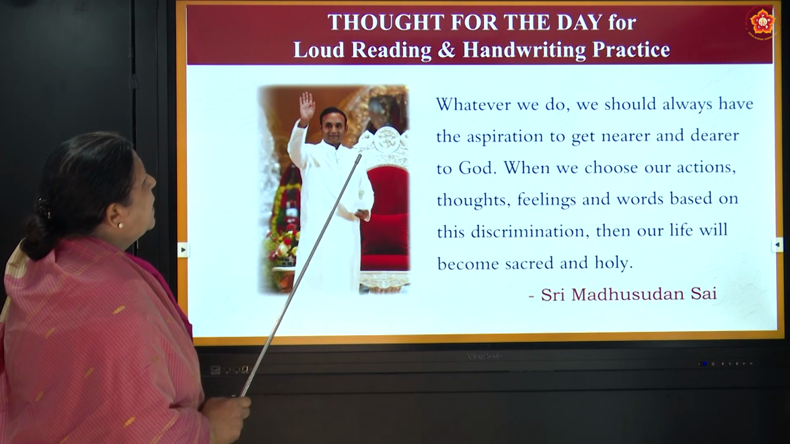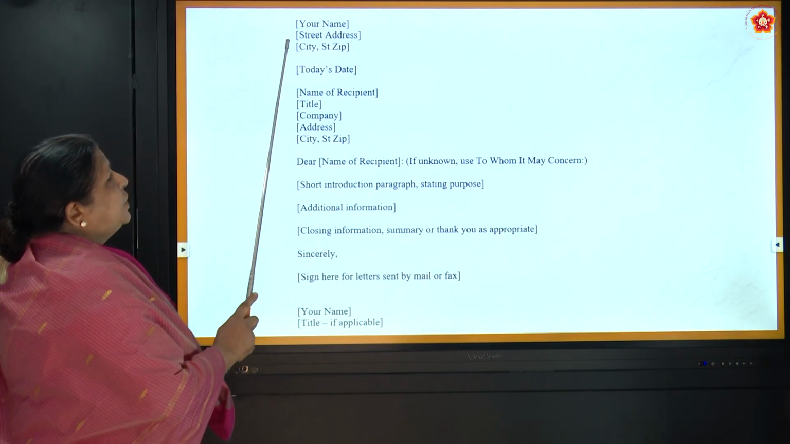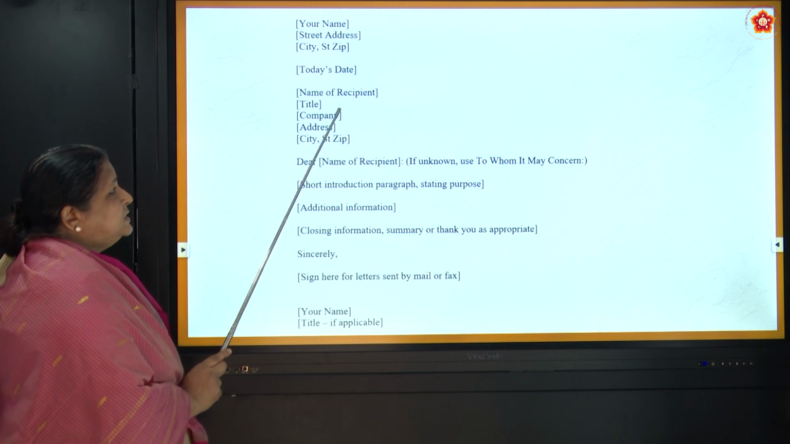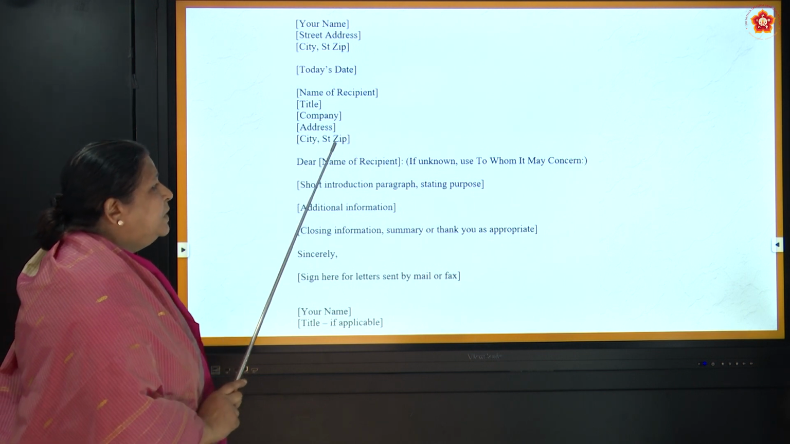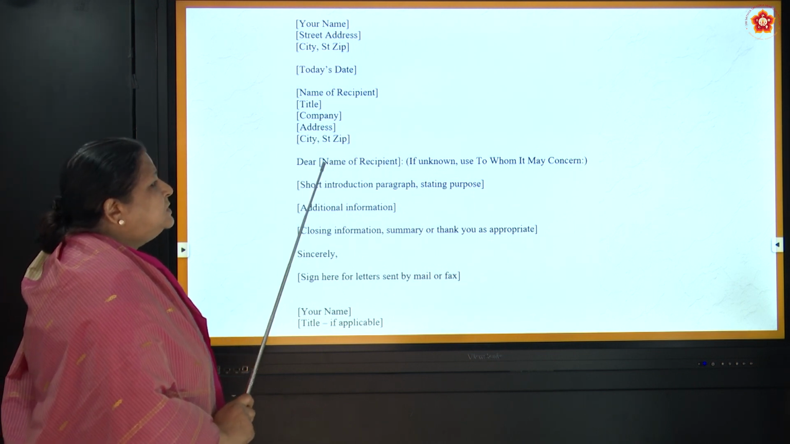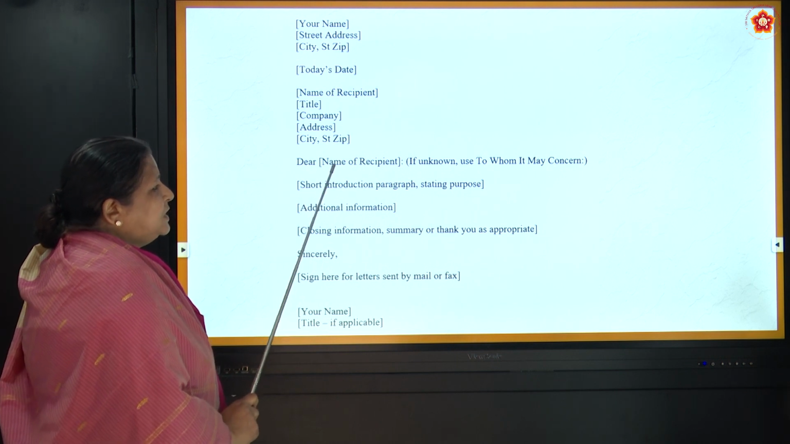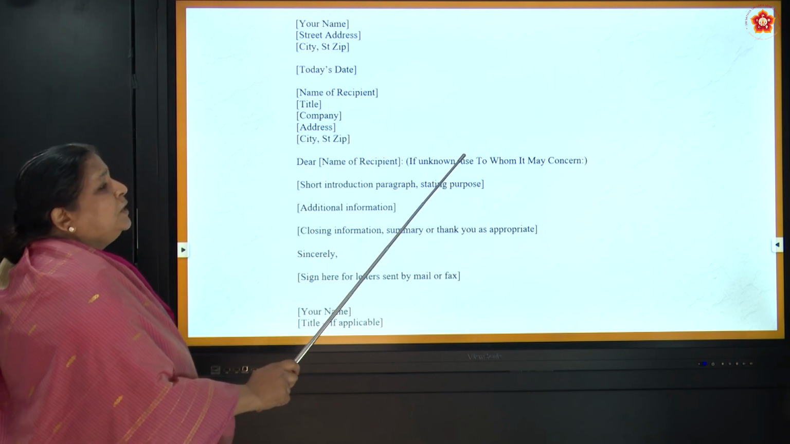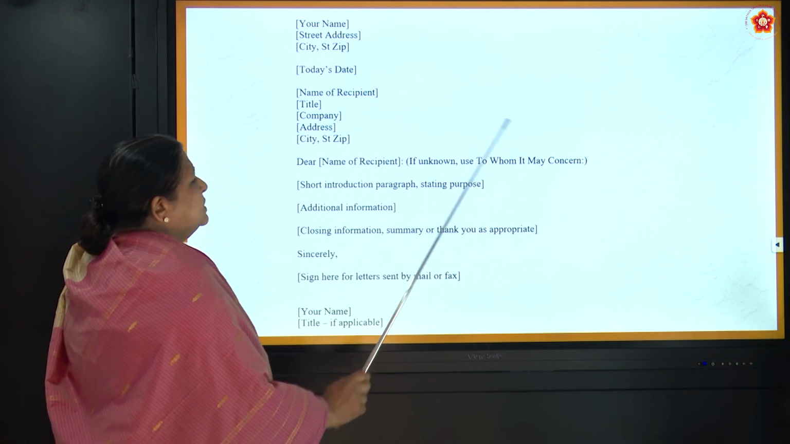So now let us come back to this. See, your name, then date, then the recipient's name, title, company name, then addressing it. That is, if you know the person, the recipient's name. If you don't know, then you write to whom it may concern.